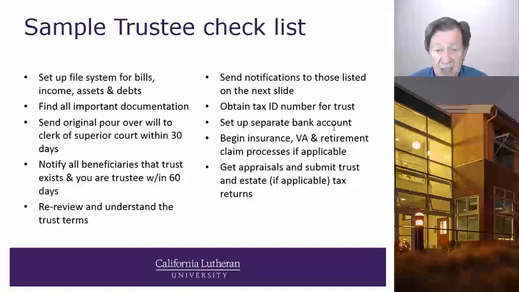Sample trustee checklist. Set up a system for bills, income, assets, and debts, which is basically basic accounting. And you have all sorts of software for that. Find all important documentation, be it wills, trusts, birth certificates, divorces, ownerships of businesses, ownerships of bonds, etc. Send the original pour-over will to the clerk within 30 days. Notify all beneficiaries of the trust that exist, and that you are trustee, within 60 days. So if it's a pour-over will, it's 30 days. If it's not a will, you have 60 days notice.